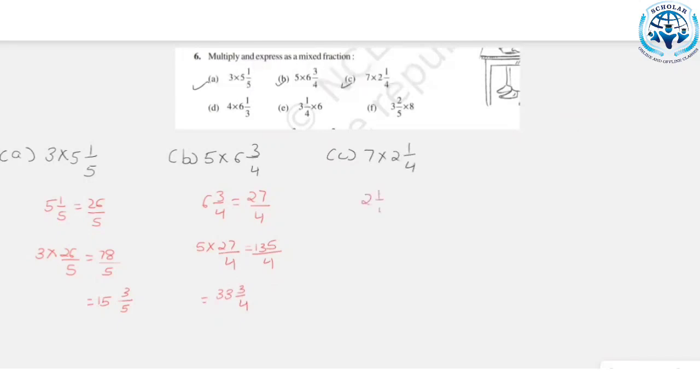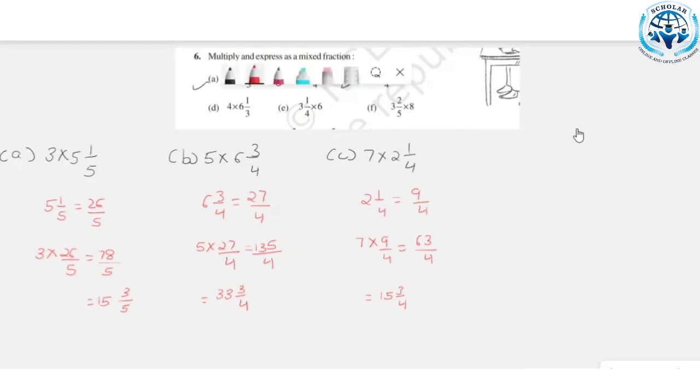7 into 2 1 by 4. 2 1 by 4 is equal to 4 twos are 8, 9 by 4. 9 by 4 into 7. 7 nines are 63. 63 by 4. Converting into a mixed fraction, we get 15 3 by 4.